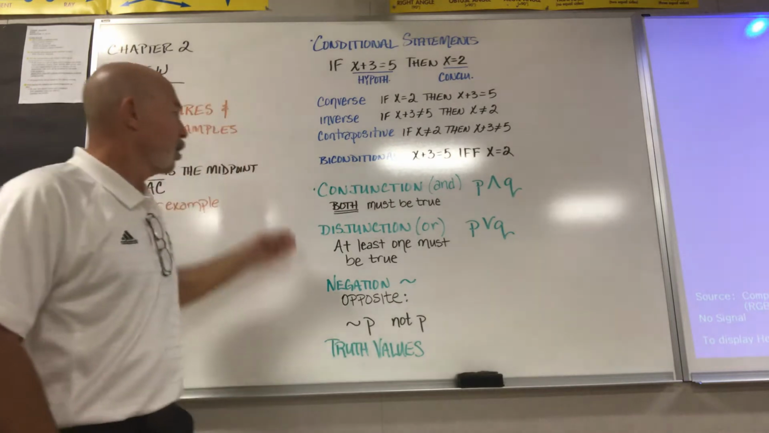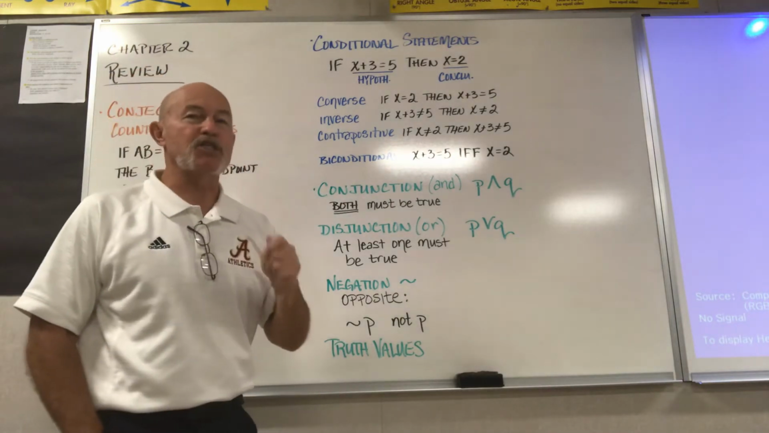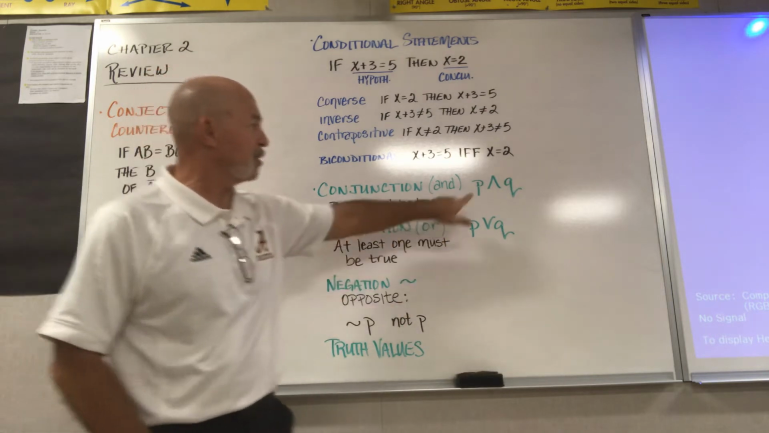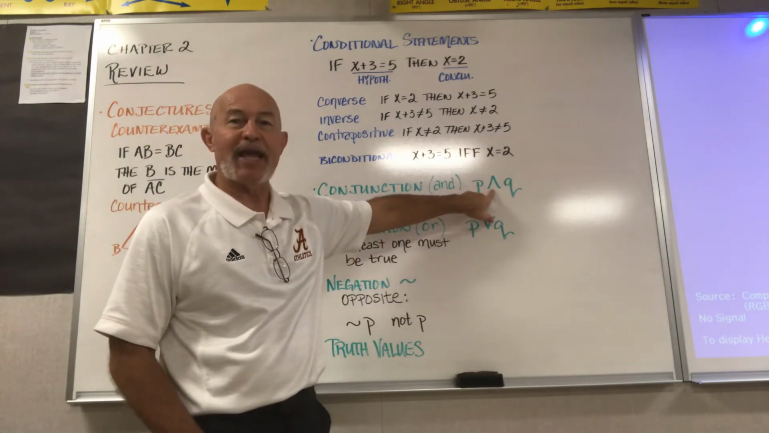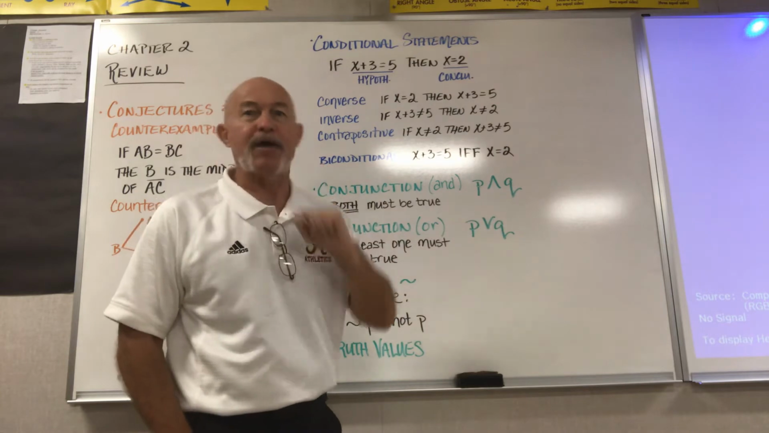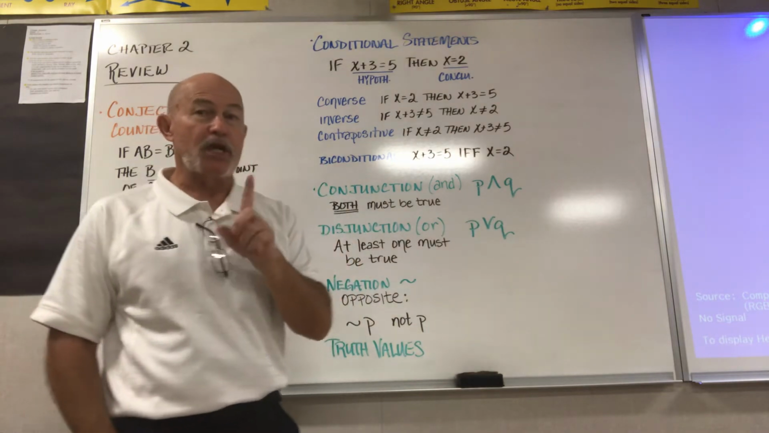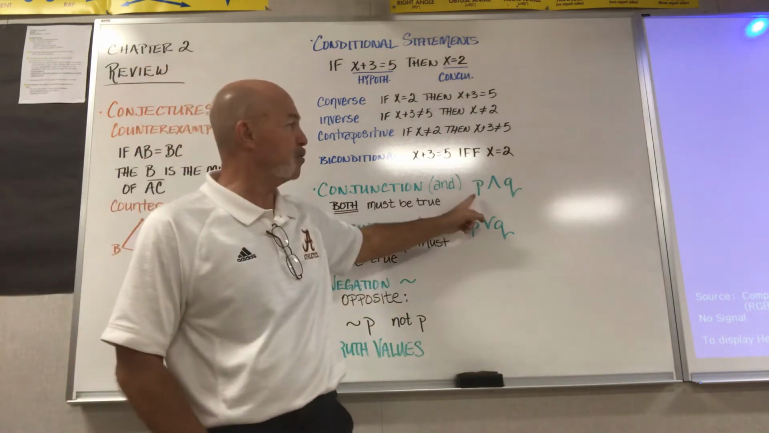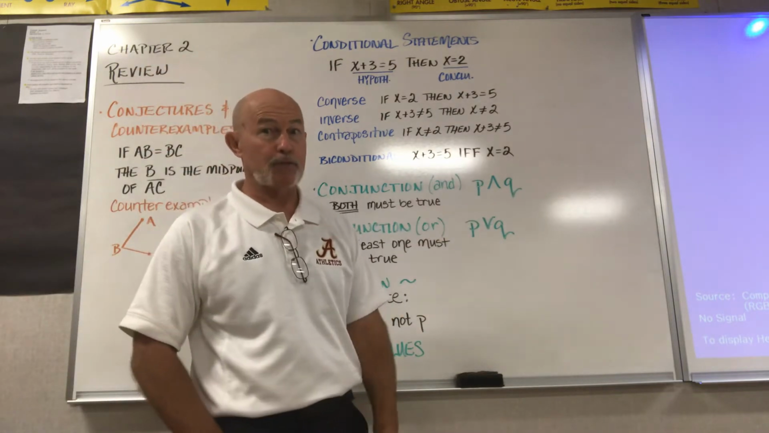Okay? We talked about a conjunction. Okay? Conjunction is an and statement. This is the symbol for and. Think about an A without that in there. For a conjunction to be true, both items must be true. P must be true and Q must be true.